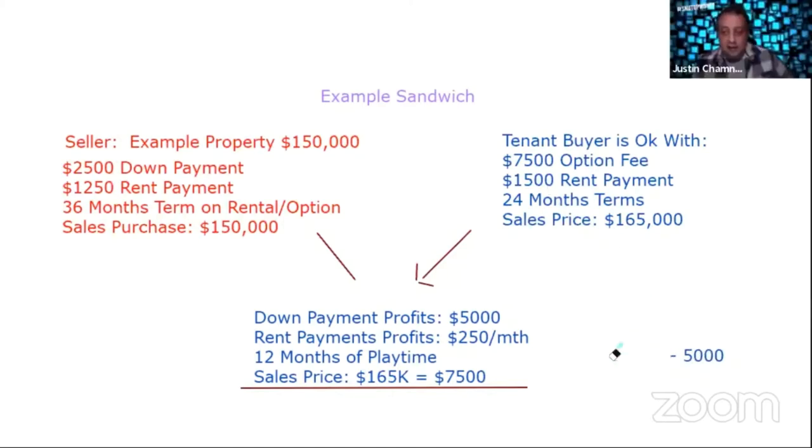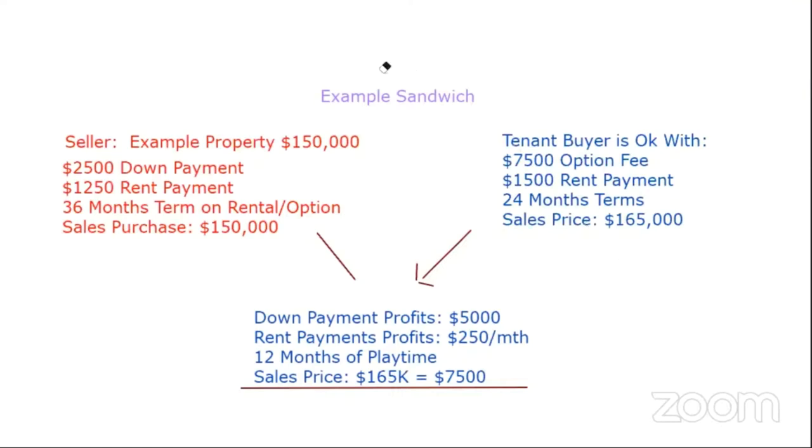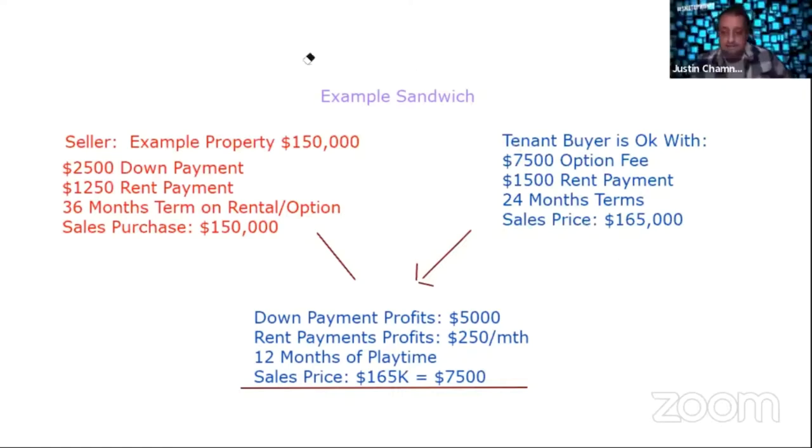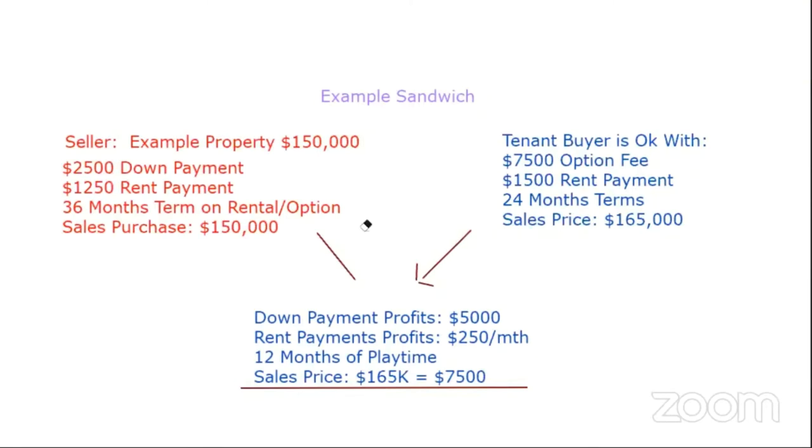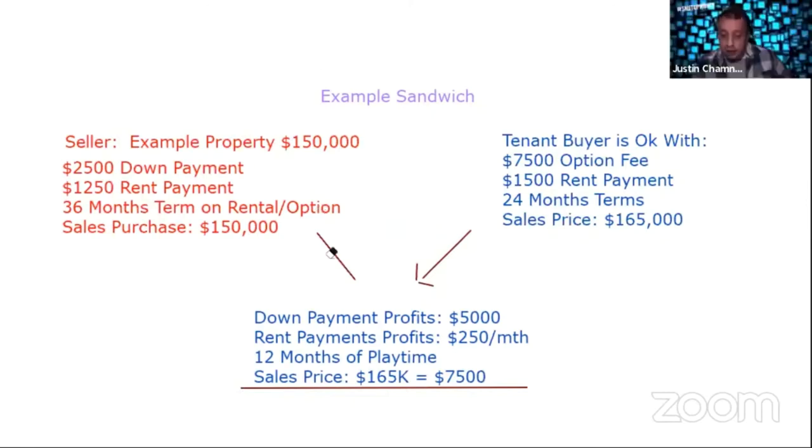Isn't that the option money? Yeah, the option money. Correct. But that isn't considered a down payment. No, it's not technically a down payment. So we can take it into consideration as part of the greed. What I do is I count the down payment money, option fee money, as part of their investment into the property, and I subtract that from their sales price.